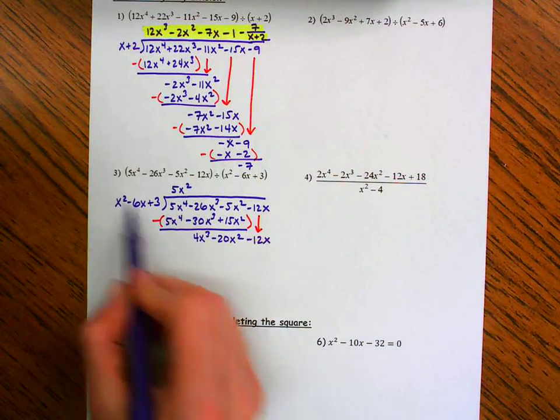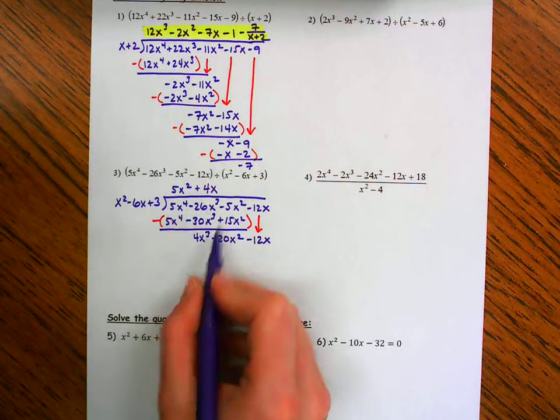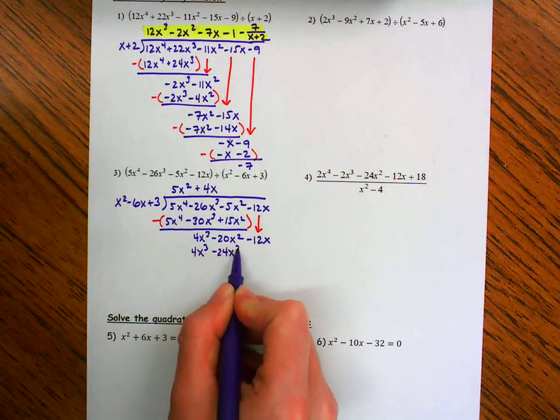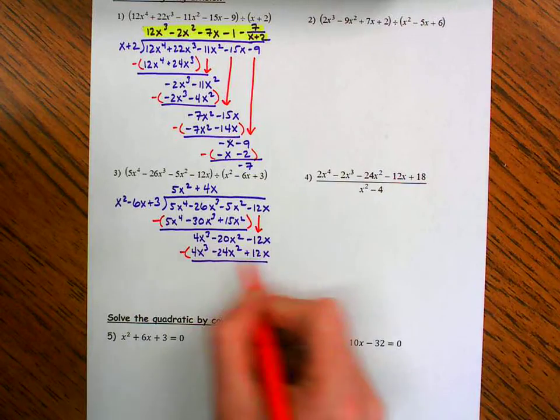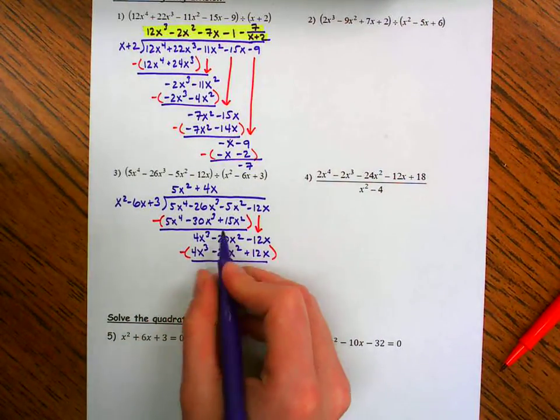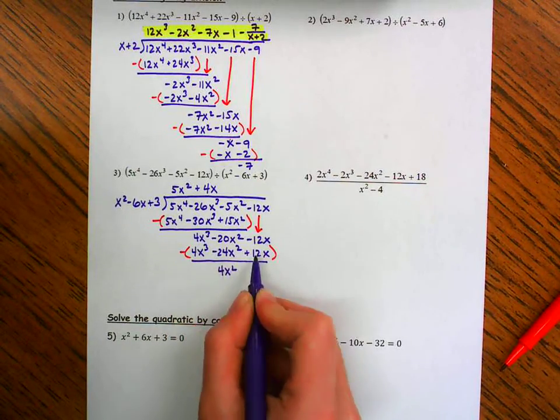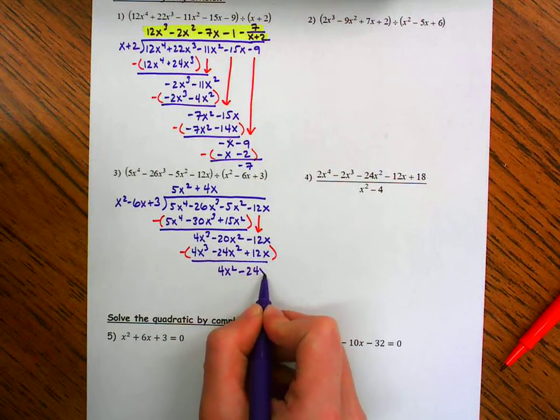Repeat the process. X squared goes into 4x cubed 4x times. Multiply that through. I'm going to get 4x cubed minus 24x squared plus 12x. Time to subtract. This minus this is 0. Negative 20x squared plus 24x squared will be 4x squared. Negative 12x minus 12x will give me negative 24x, so be careful there.